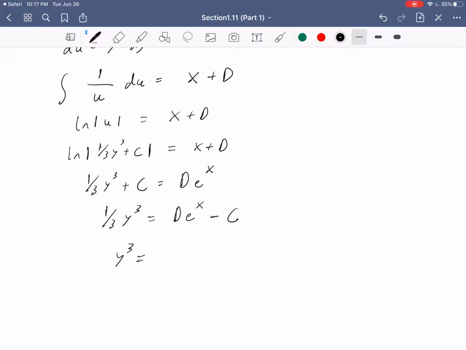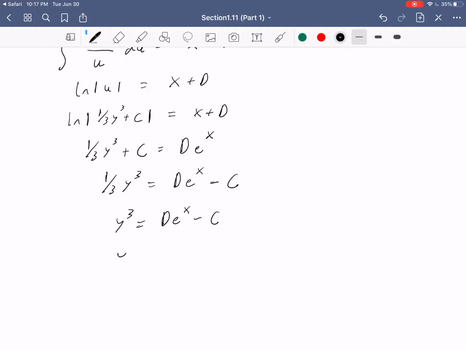Multiply by 3, which isn't going to do anything, so y cubed equals d e to the x minus c. And then take the cube root if we really want to go all the way explicit, which of course is not necessary, but just for fun, y equals (d e to the x minus c) to the 1/3. There we go. We are basically done.